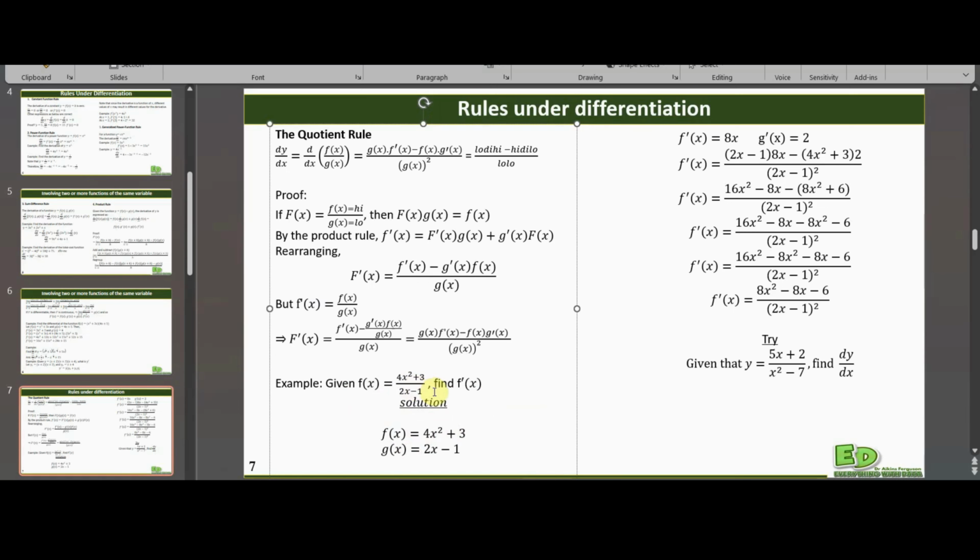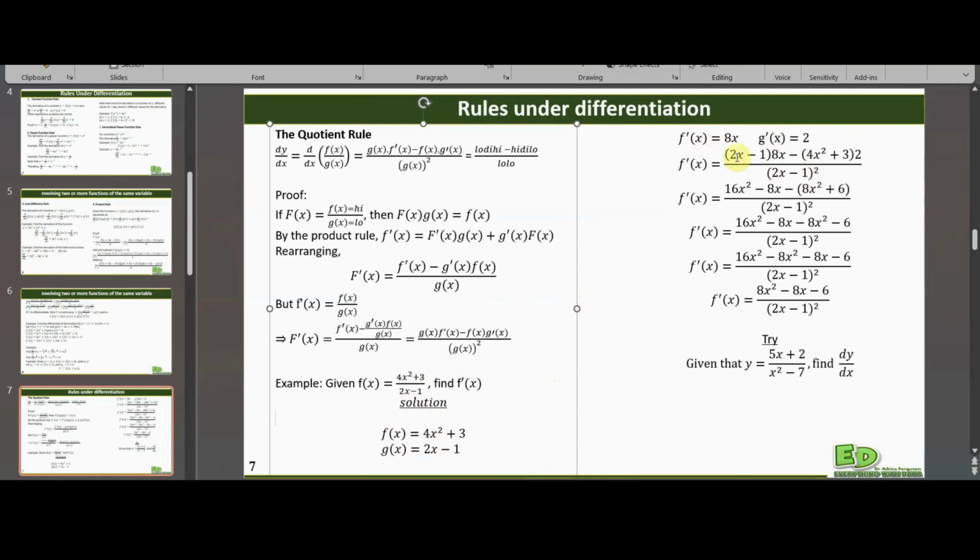2x minus 1 is my g of x. Then I'll go ahead and find the derivative of both. So I would say the differential of f of x is what? F prime. If you differentiate 4x squared plus 3, that'll give us 8x. Then if you differentiate 2x minus 1, that'll give us 2.